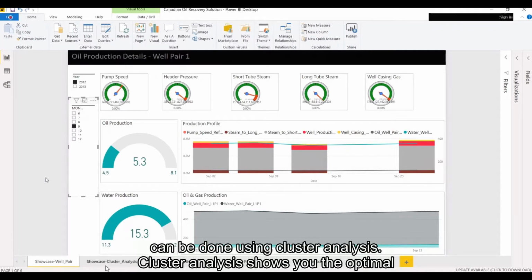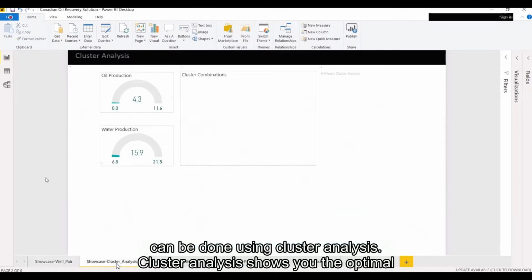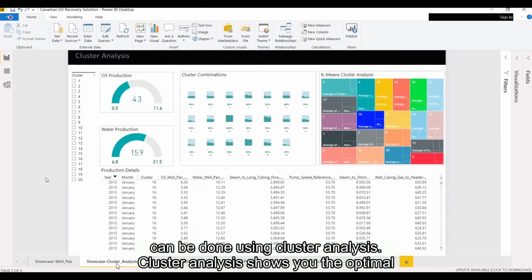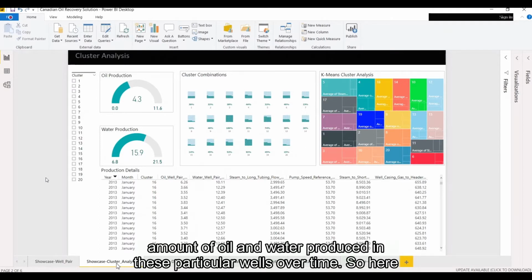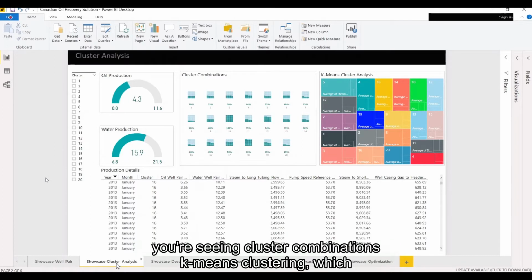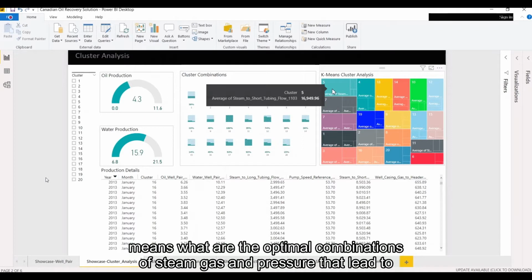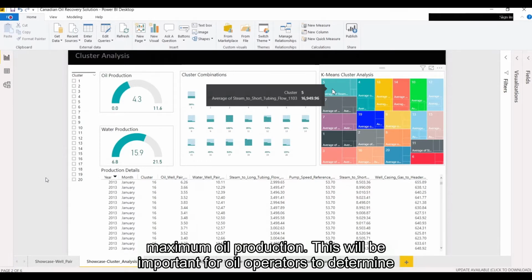Additional analysis can be done using cluster analysis. Cluster analysis shows you the optimal amount of oil and water produced in these particular wells over time. So here you're seeing cluster combinations, k-means clustering, which means what are the optimal combinations of steam, gas, and pressure that lead to maximum oil production.